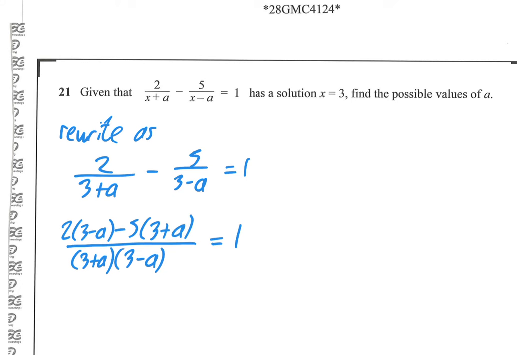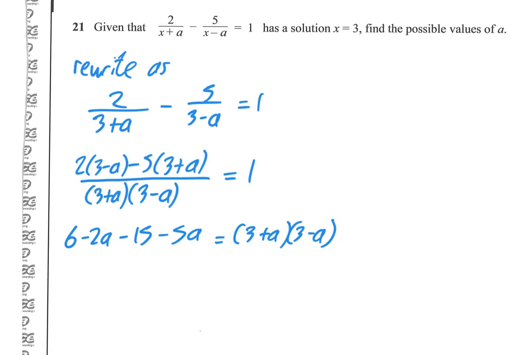And then what I'm going to do is multiply across. My right-hand side gets multiplied by the denominator. So 3a upon 3 minus a. Hopefully you see that that's the difference of 2 squares. And then we're going to multiply out our numerator here. So multiply this out, see what we get. You're going to have 6 minus 2a minus 15 minus 5a. And then that works out to be minus 9 minus 7a is equal to, and remember I've said that this right hand side, that's the difference of two squares, x plus y, x minus y, so it's going to be x squared minus y squared, which in this case works out to be 9 minus a squared.